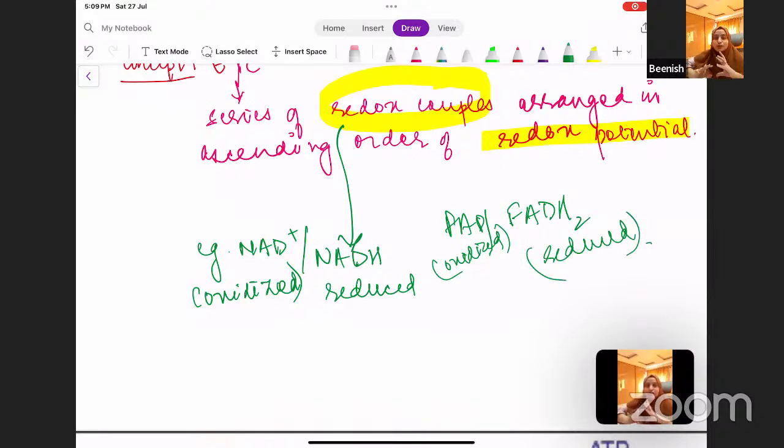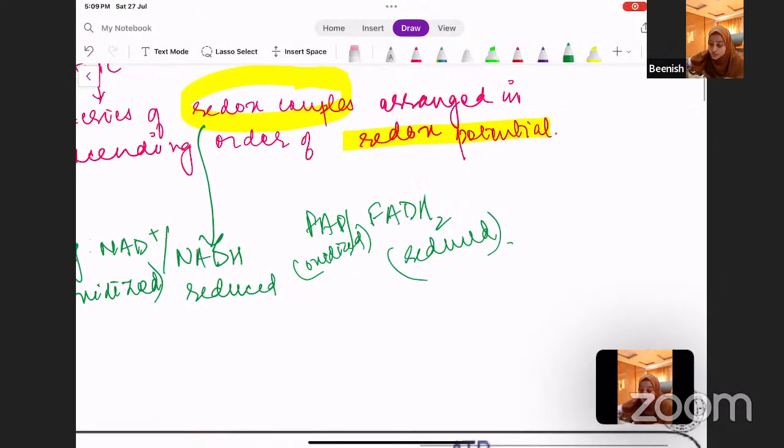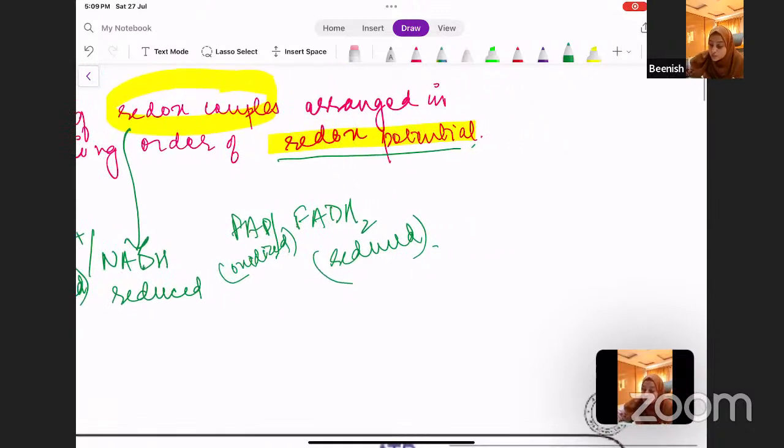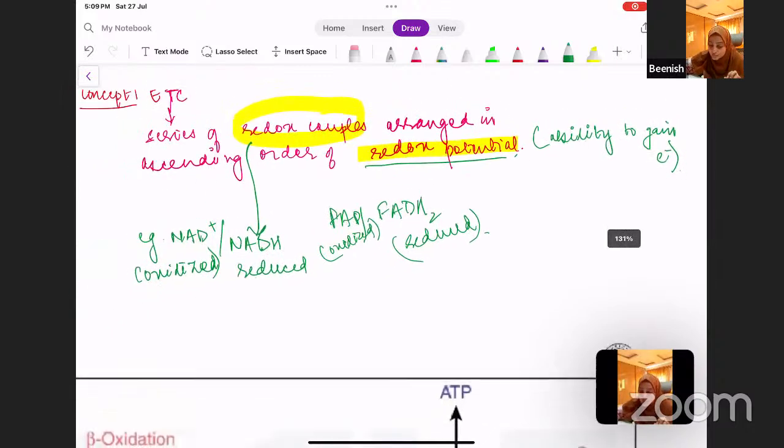So what is the electron transport chain? You have not one, but multiple such redox couples which are arranged in increasing order of the redox potential. What do you mean by redox potential? Redox potential is the ability to gain electrons. So the more the redox potential, the more the ability to gain electrons.